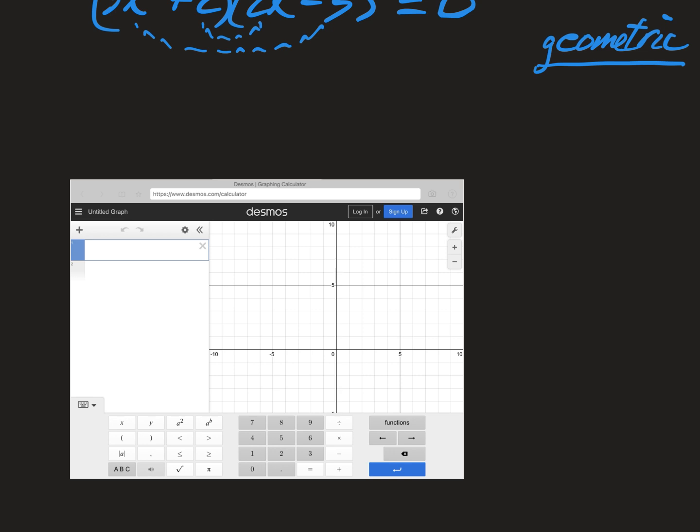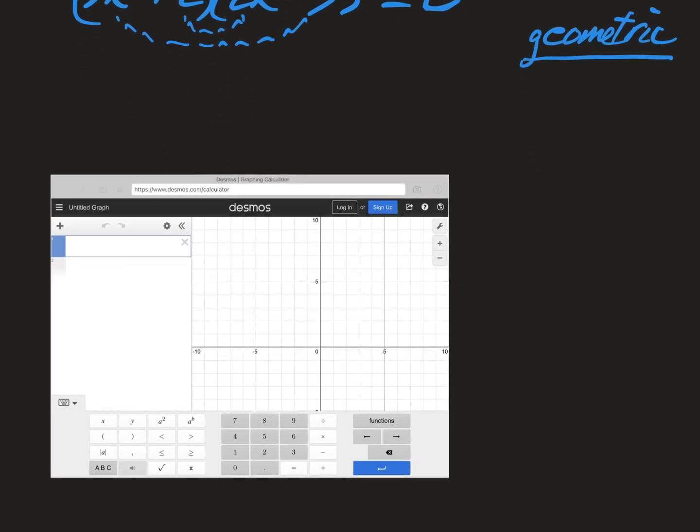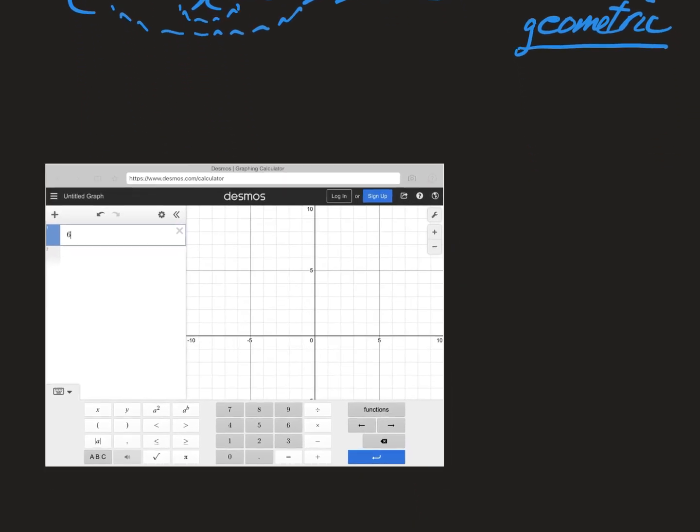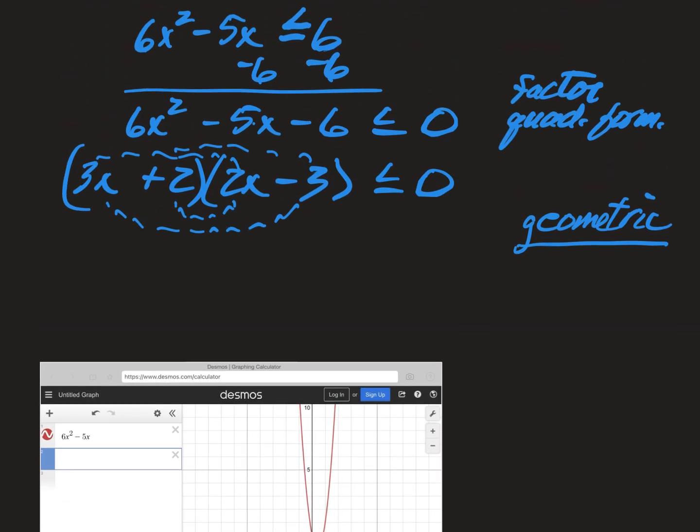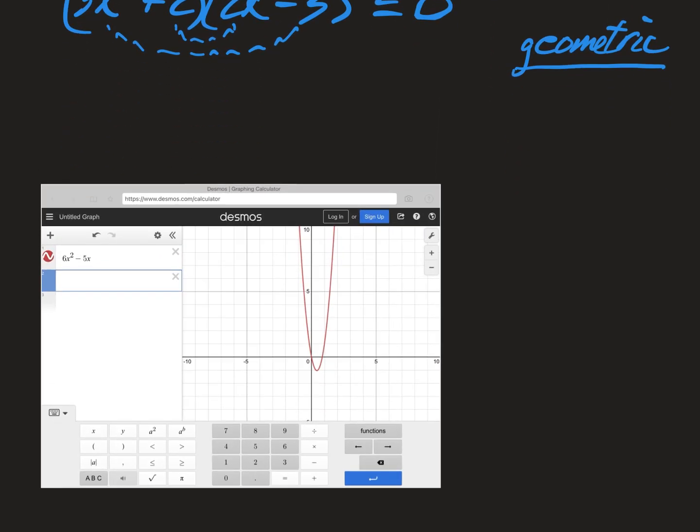All right, and what we're going to do is we're going to take the 6x squared minus 5x. That is the left side. The right side was 6. So we're going to put y equals 6. Okay? Now, as you can see, this gives us two graphs. This gives us the parabola for the 6x squared minus 5x, and it gives us y equals 6.